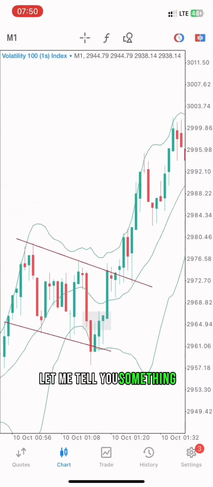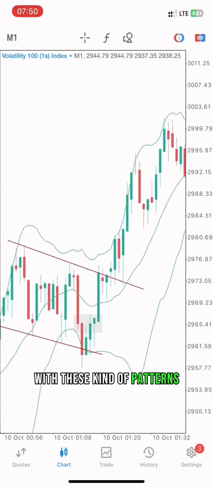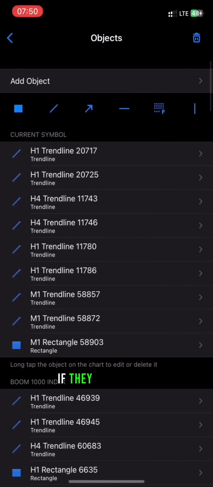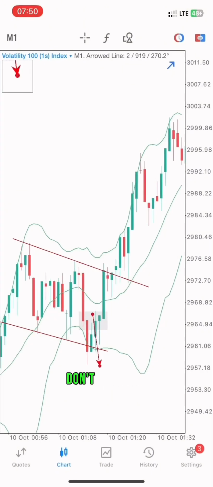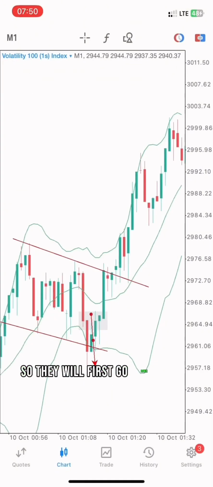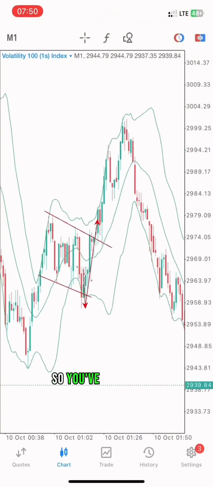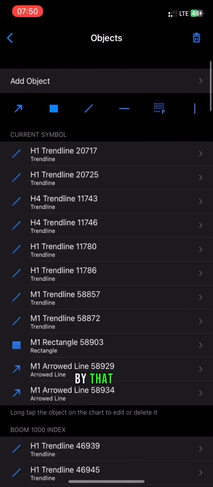Let me tell you something about these kinds of patterns. They'll first go down, then go up. Otherwise, if they all went up, we'd all be rich, don't you think? So they will first go down to hit the nearest stop losses of the early buyers, which is you, by the way. Then they'll hit your stop loss and then they'll go up. Well, you would have entered on full margin mode, so you would have been blown by that time.